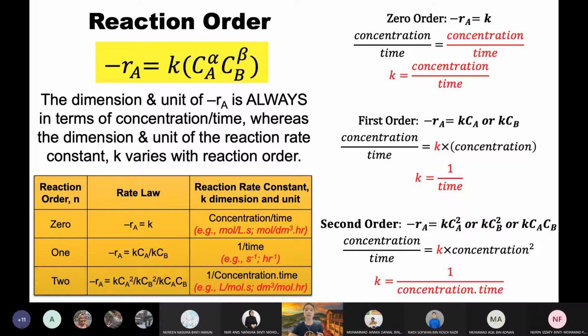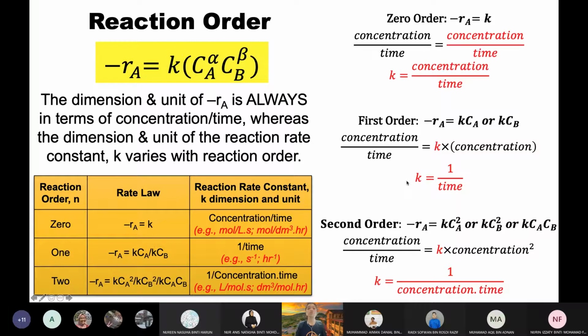On the right hand side, say we do not know the dimension of K, and we want to find it. We know that CA is concentration, so its dimension is concentration. CB is also concentration. Either way, the dimension is still concentration. So when you put it as equal, you can already get the dimension of K as 1 per time.